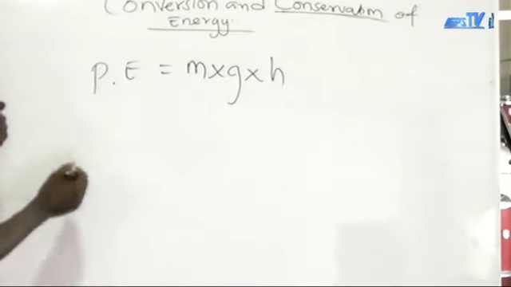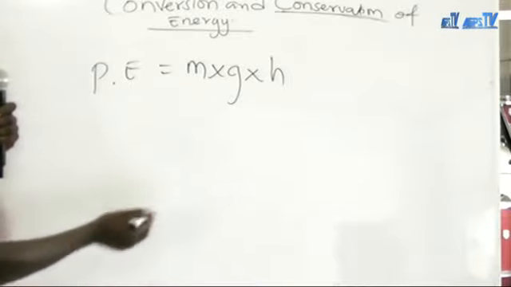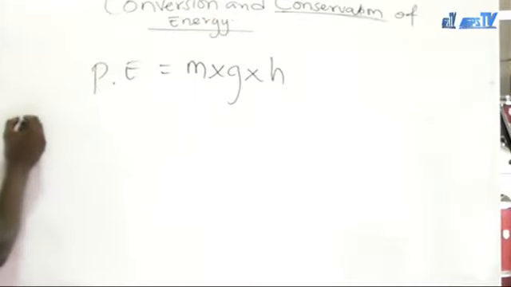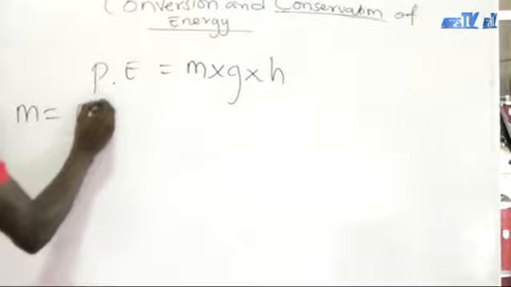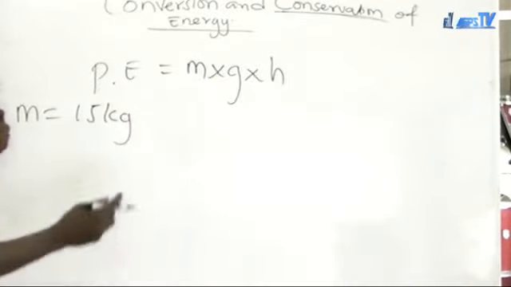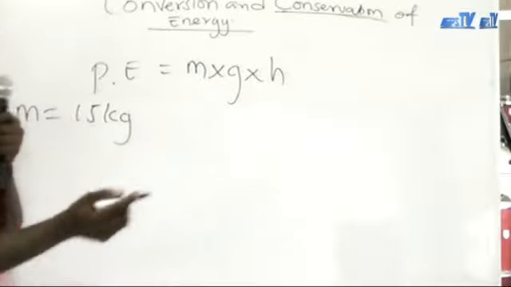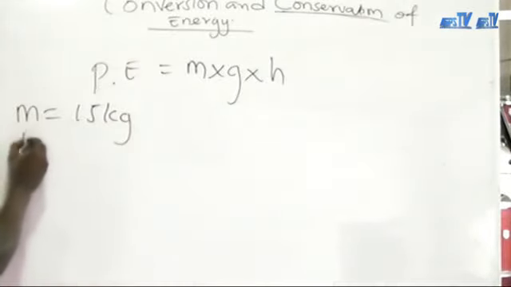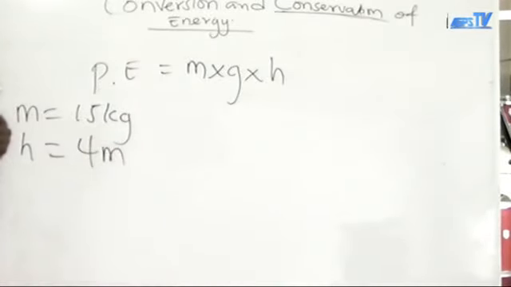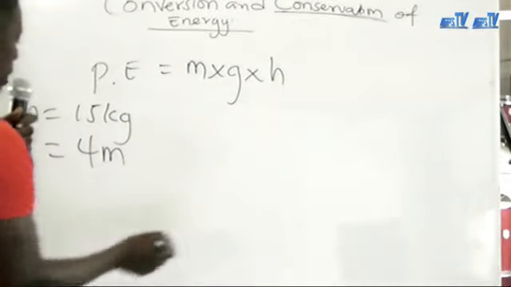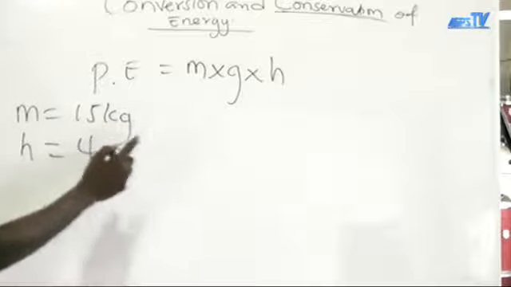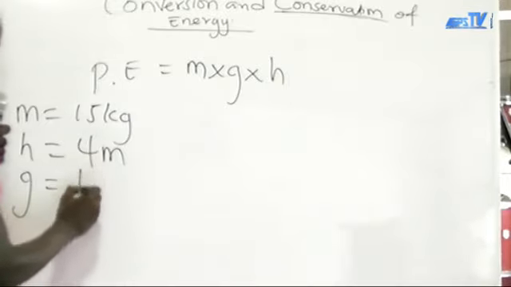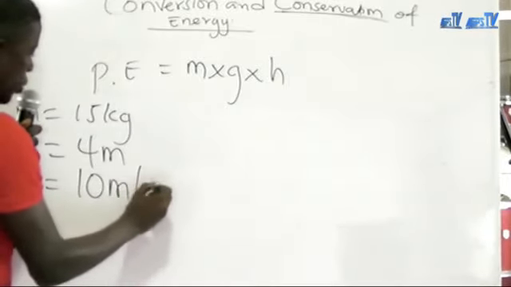Based on what? Its unit. So mass, you know that mass is measured in what? Kilograms. So maybe 15 kilograms. It means that the 15 kilograms stand for the mass. So you just write m is equal to 15 kg. Height is measured in meters, so maybe 4 meters. Then the gravity is always constant. After writing the question, they will give it to you: take g is equal to 10 meters per second square. So you write g is equal to 10 meters per second square.